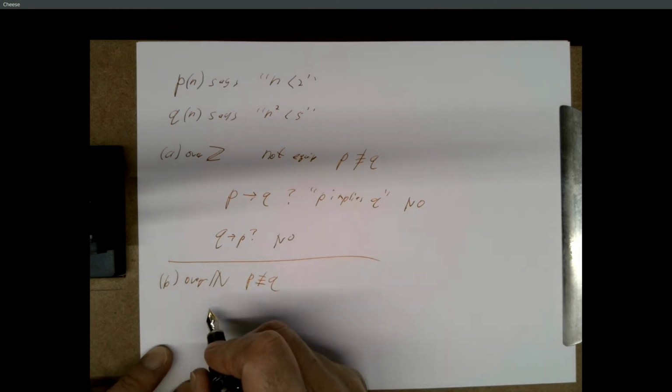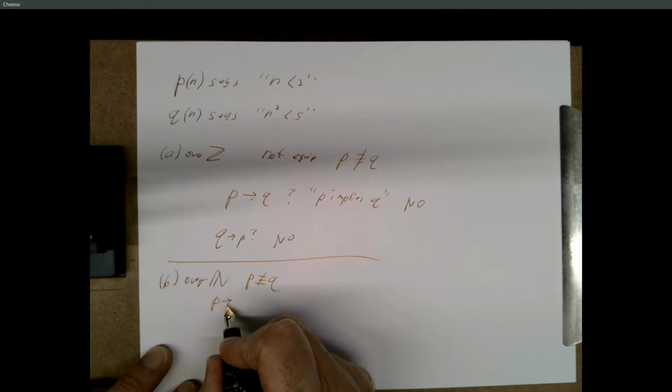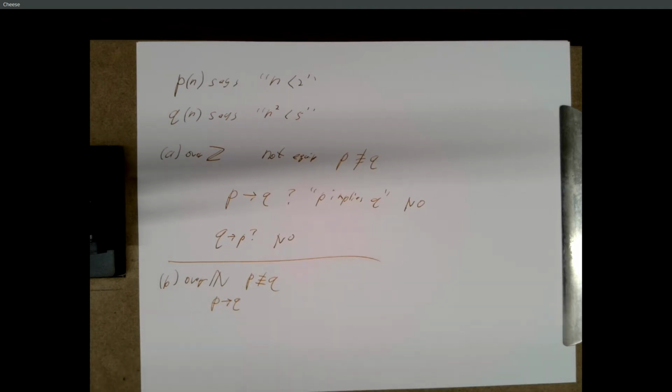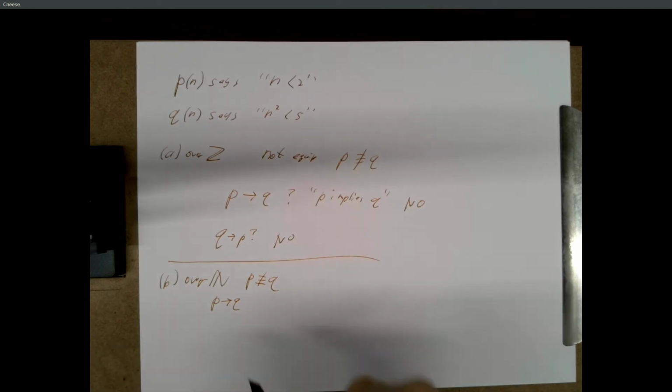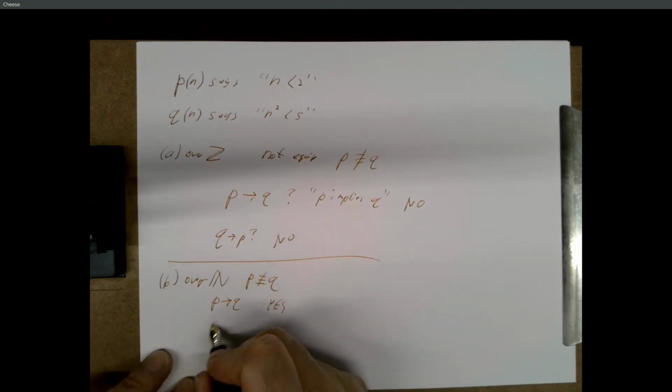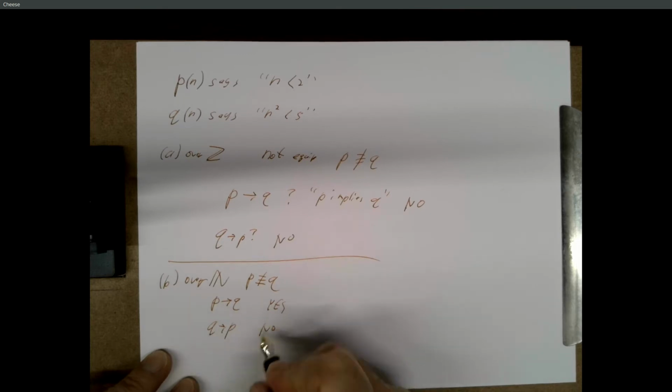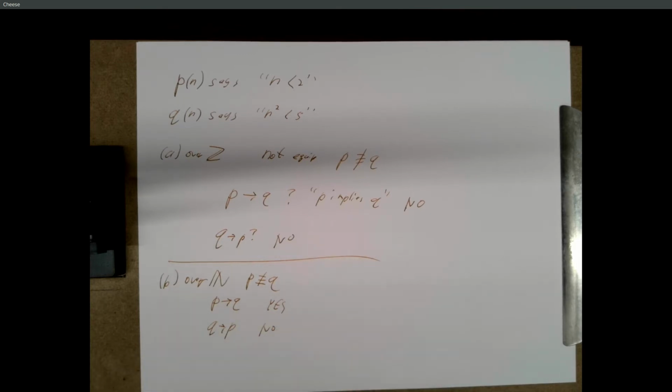But P implies Q, right? And that's easy to prove because n is a natural number less than 2. It's either 0 or 1. We only got 2 cases, and we can check each case. 0 squared is less than 5, 1 squared is less than 5. So yeah, if P is true, we can absolutely say Q is true. But again, Q does not imply P because n squared could be less than 5 when n is 2, but in that case P is not true. So that's a case where Q is true and P is not.